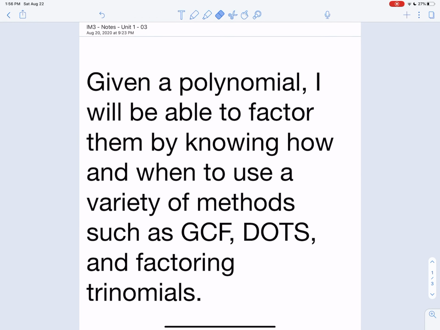Hey you guys, so this right here is notes number 3. Go ahead and write down your FLT. I hope you guys are doing well. And play whenever you're ready, okay?